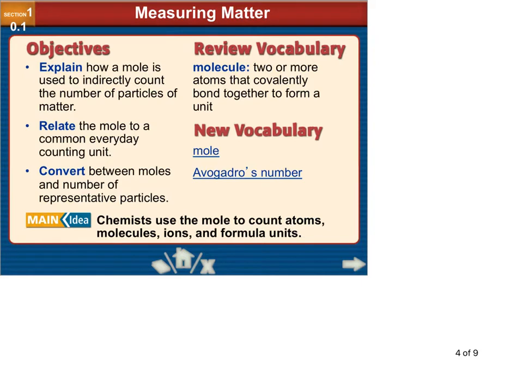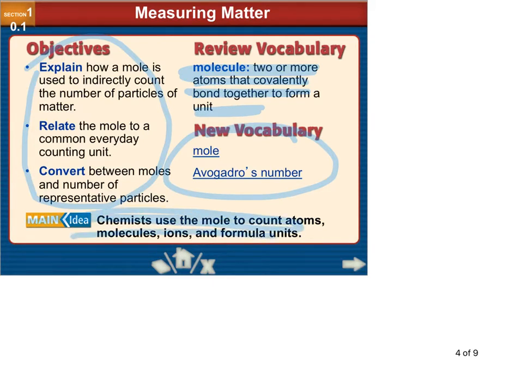In section 10.1, our objectives are to explain how a mole is used to indirectly count the number of particles of matter, relate a mole to a common everyday counting unit, and convert between moles and representative numbers of particles. Review vocab: molecule, 2 or more atoms that covalently bond together to form a unit. A couple new terms will come up: mole and Avogadro's number. Our main idea: chemists use the mole to count atoms, molecules, ions, and formula units.